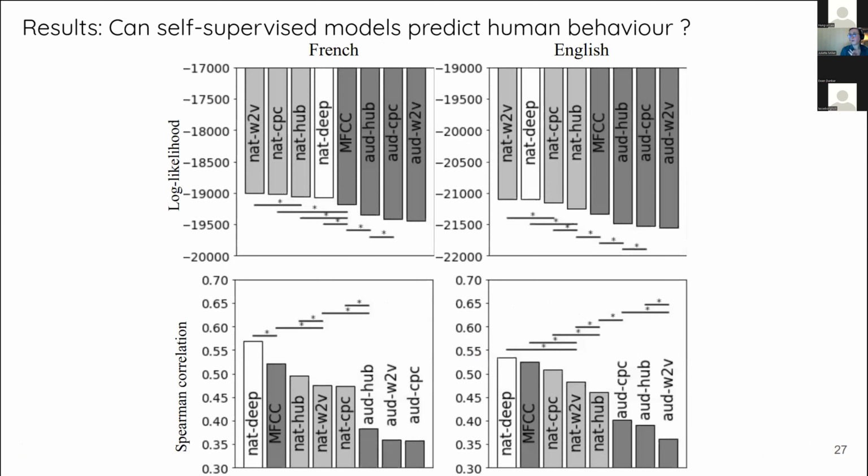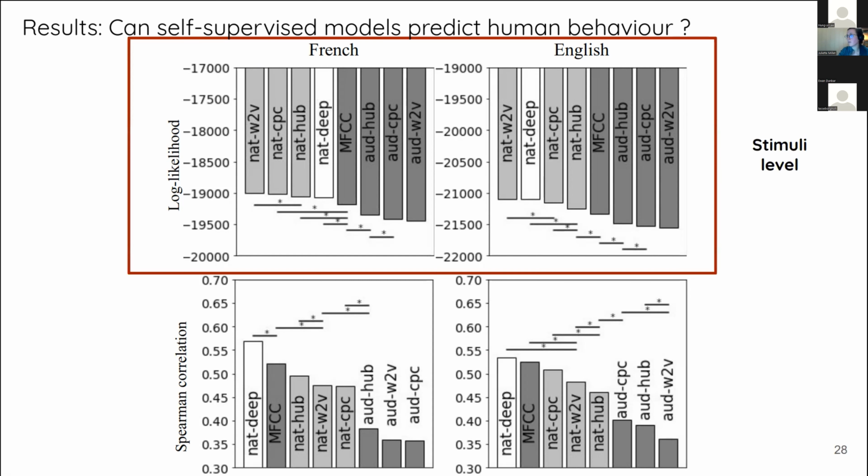And this is the result we obtain. On the first line, you've got the result for the log likelihood, so the smaller the bar, the better. On the second line, you've got the result for the Spearman correlation, so the bigger the bar, the better. You've got the results for the French participants on the left, and the results for the English participants on the right. The models trained on speech are in light gray, and our references and models trained on acoustic scenes are in darker gray. And we've got the top line in white.